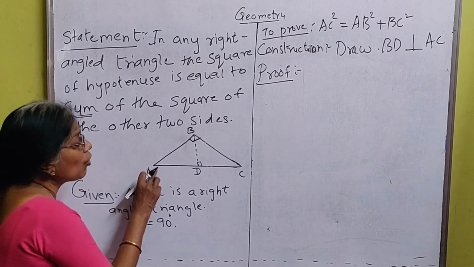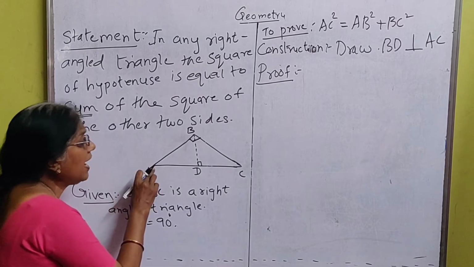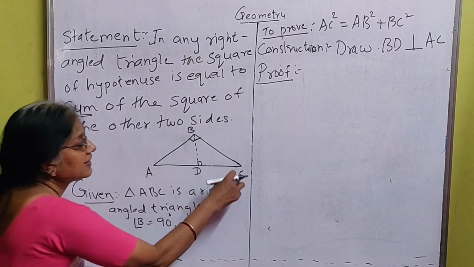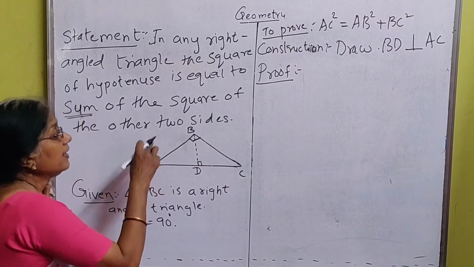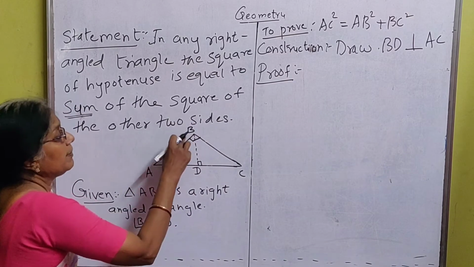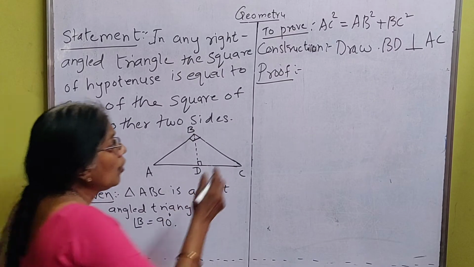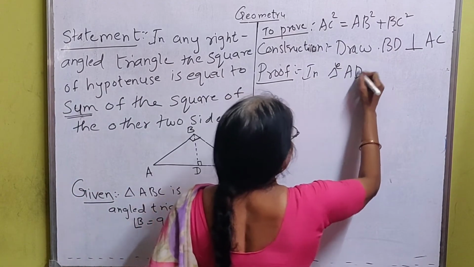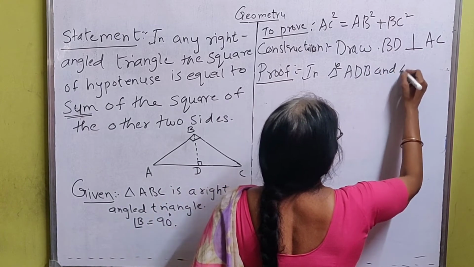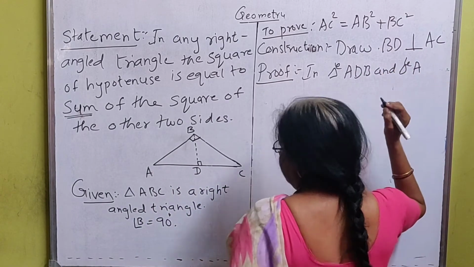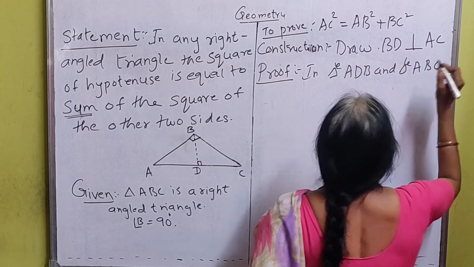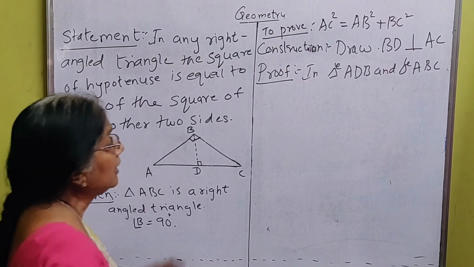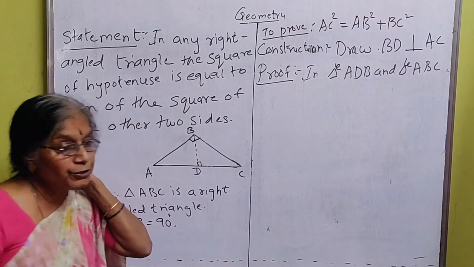A, you can see, is a common vertex. So A, D, B, then I will write down A, B, C. A corresponds to A, D corresponds to B, and B corresponds to C. So what shall I start? In triangle ADB and triangle ABC. So we have taken triangle ADB and triangle ABC. We are going to compare it. We are going to make it similar.